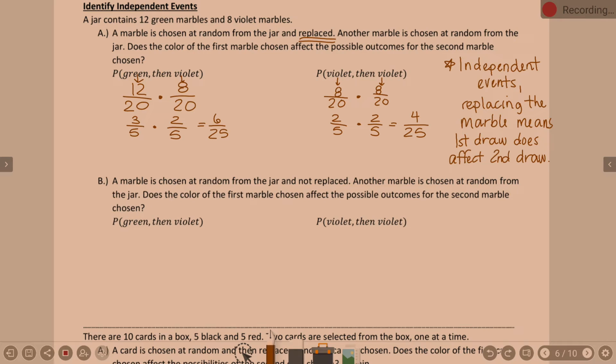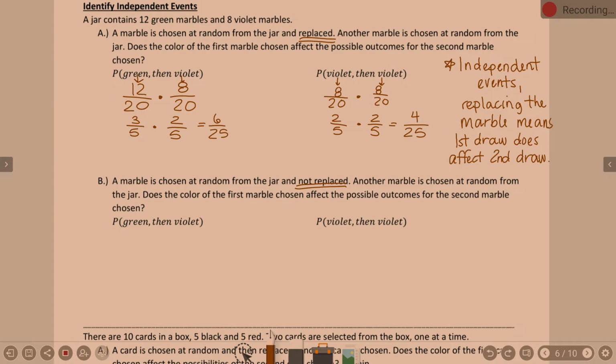Time to switch it up. On B, a marble is chosen at random from the drawer and not replaced. Another marble is chosen at random from the jar. Does the color of the first marble chosen affect the possible outcomes for the second marble chosen? And you're already nodding your heads, saying yes. And why is it going to? Not replaced. Because it says not replaced.